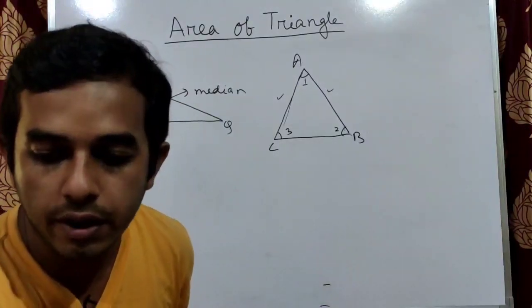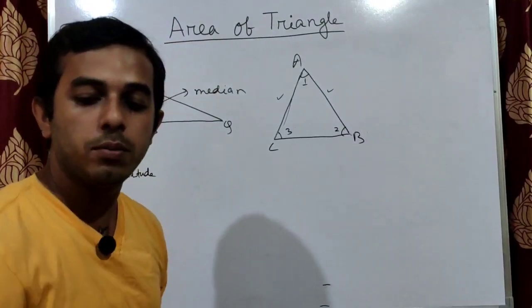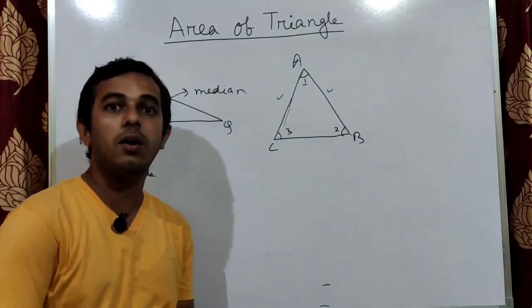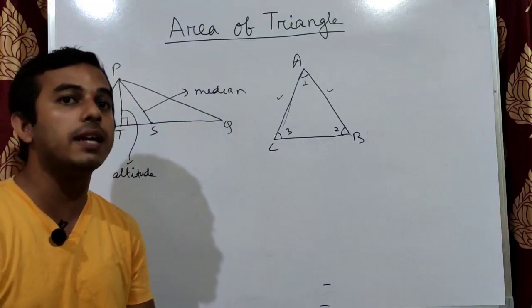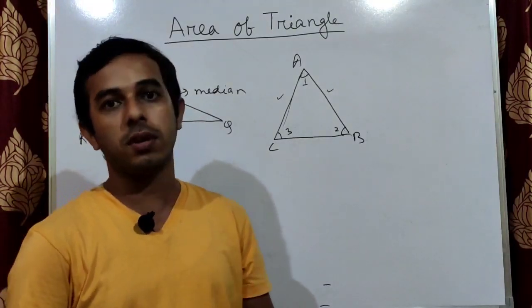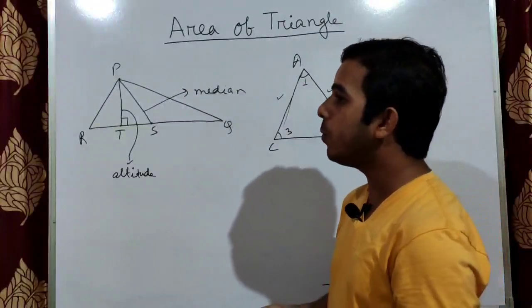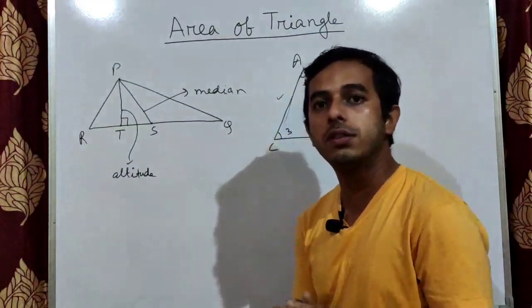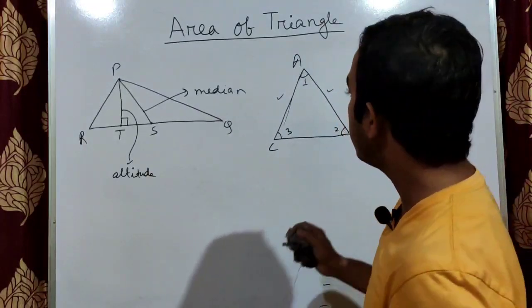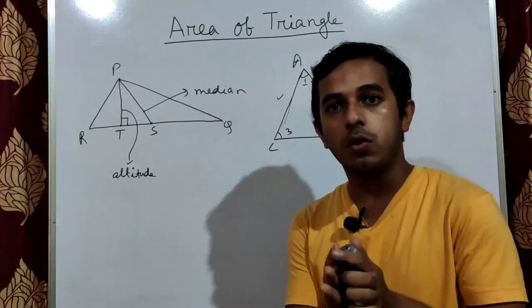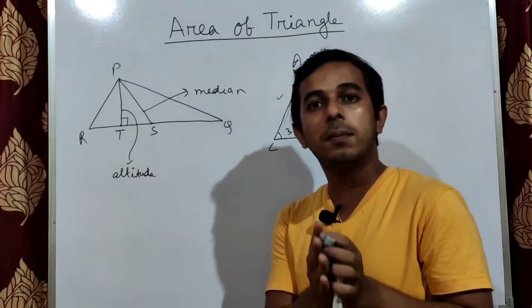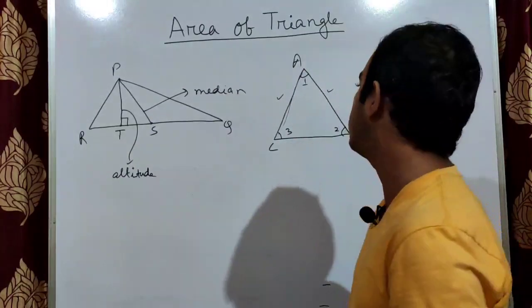So to find the area of the triangle, we have to consider a parallelogram. What was a parallelogram? We have discussed it in the second video of this chapter, right? A parallelogram was a four-sided closed figure in which opposite lines are parallel and equal also.